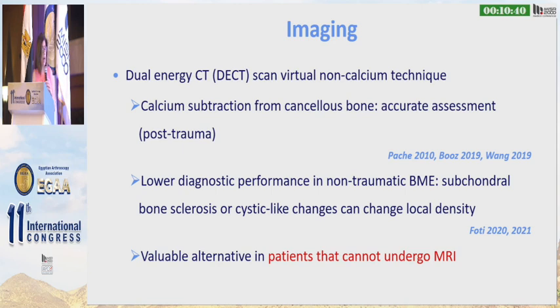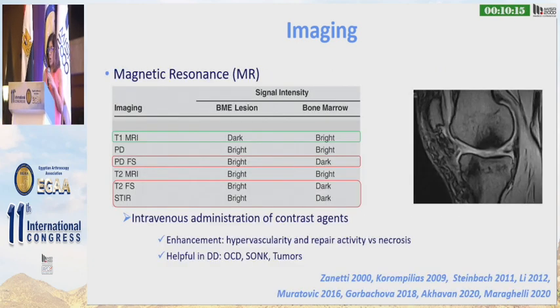Recent studies also suggest using dual energy CT scan, which uses calcium subtraction from cancellous bone. It appears to be really accurate in post-traumatic bone edema. Diagnostic performance is lower when you have a spontaneous osteonecrosis, but for sure it is an option when the patient cannot undergo an MRI, maybe for metal artifacts or general situation. Gold standard remains the MRI.